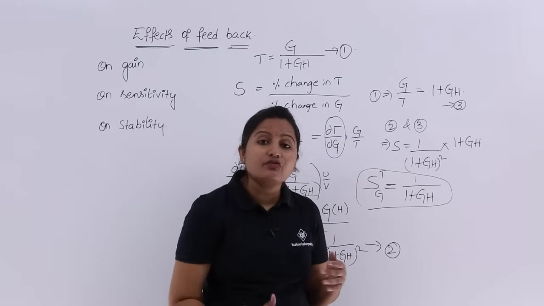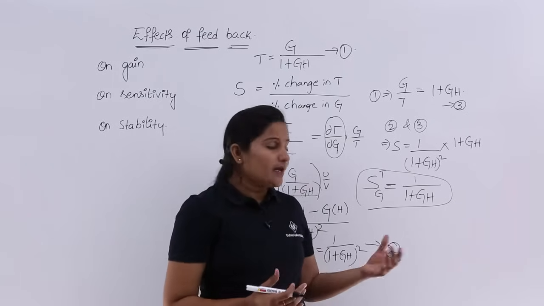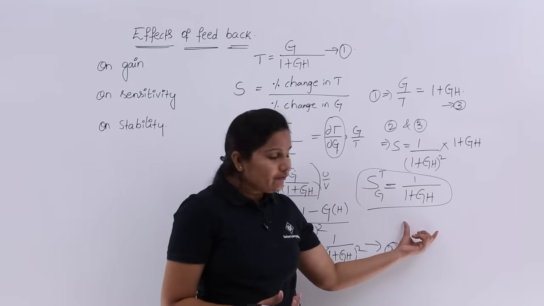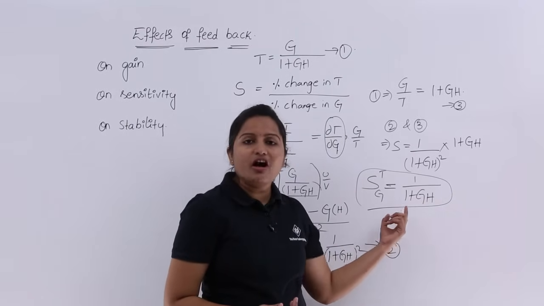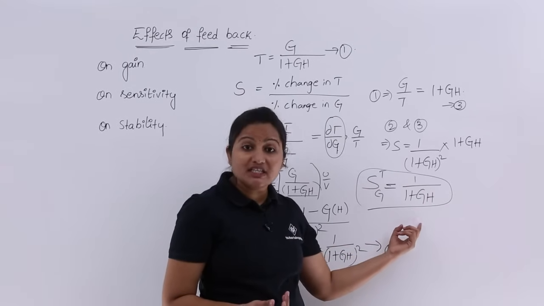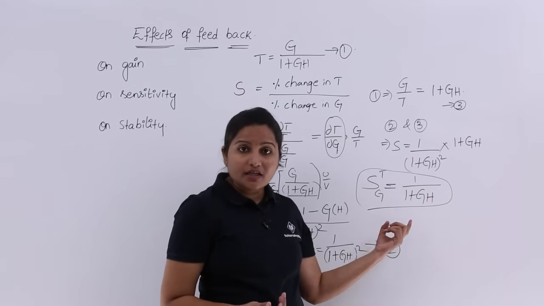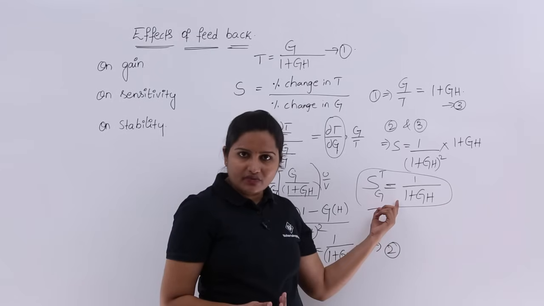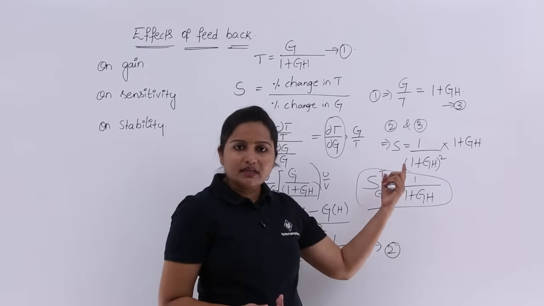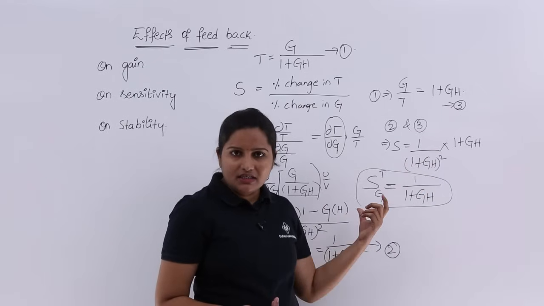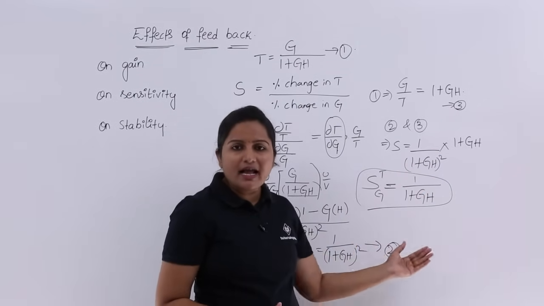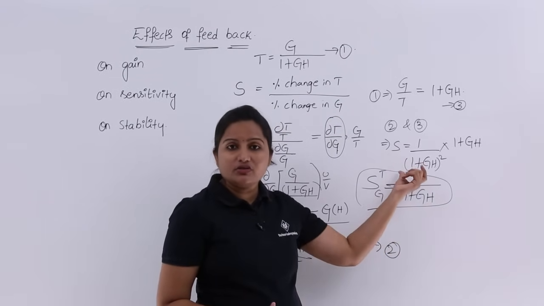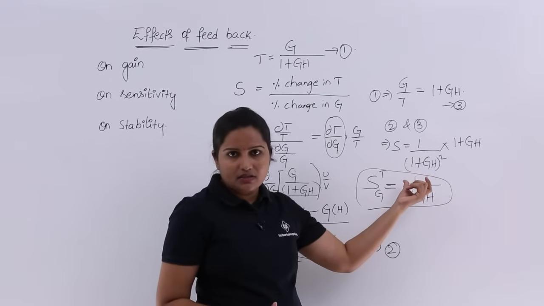If you are increasing your feedback path value, then sensitivity is going to reduce. If you are decreasing this value, meaning gh, if gh is negative, then your value is going to decrease, then your sensitivity is going to increase. If you are having more positive value, this denominator is going to increase, total value sensitivity is going to decrease.